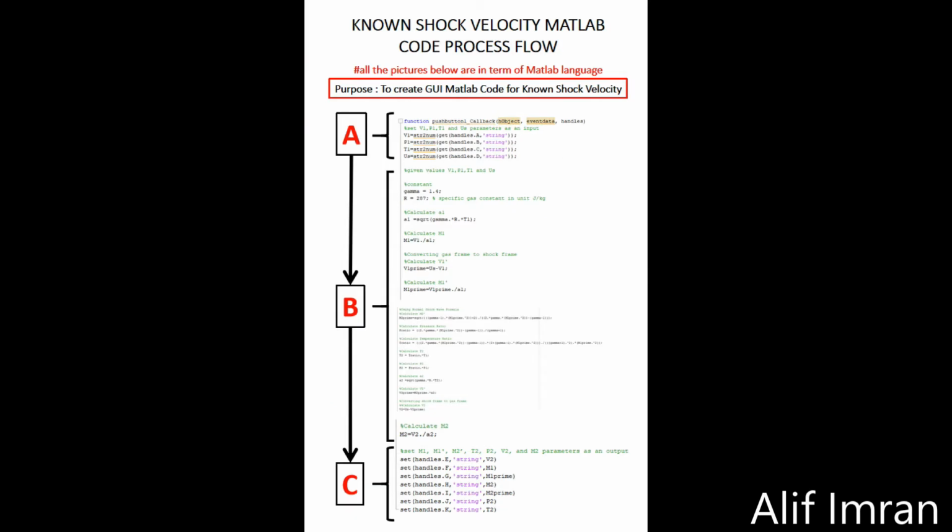Thus, by combining all the sections in order A, B, and C, the overall coding structure for non-shock velocity will look like this.